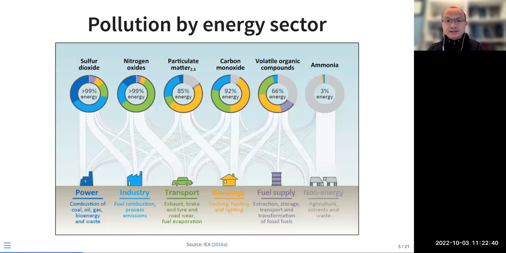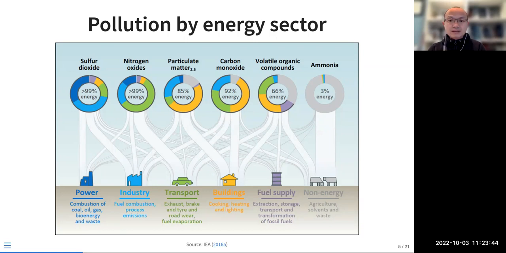This chart covers the different air pollutants, where they come from, and how big a contribution is from our energy system. As you can see here, for sulfur dioxide and nitrogen oxide, 99% of sources are from the energy sector. The power sector is a very important contributor of sulfur dioxide. Probably transport is the largest contributor for nitrogen oxides, and the building sector is the largest contributor of particulate matter, in addition to industry and the power sector.